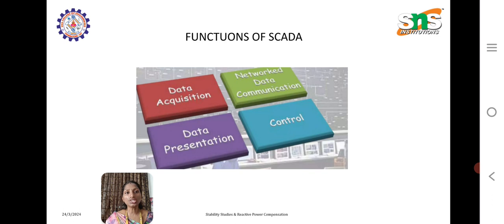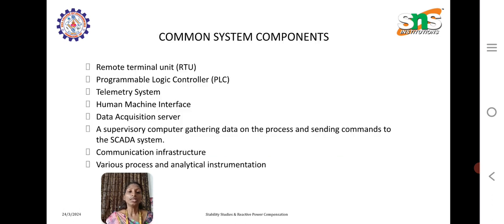So coming to functions of SCADA, what will a SCADA do? It does data acquisition, data presentation, networked data communication and control. So data acquisition is done, data presentation is done, networked data communication is done and control is done. These are the basic functions of SCADA.